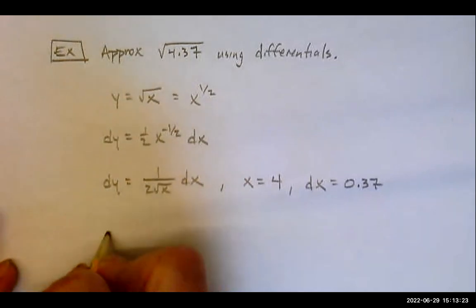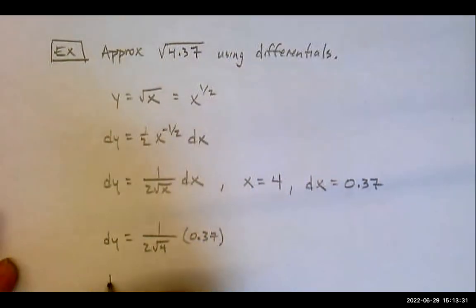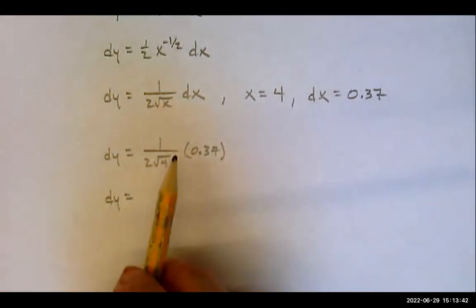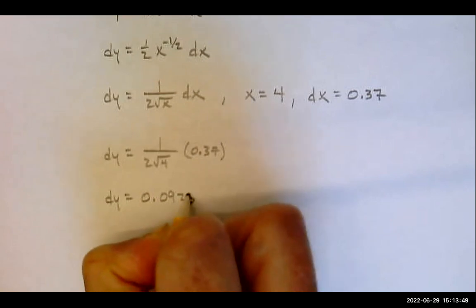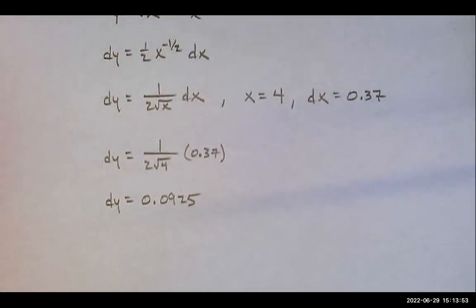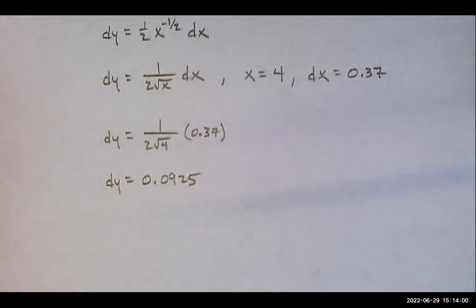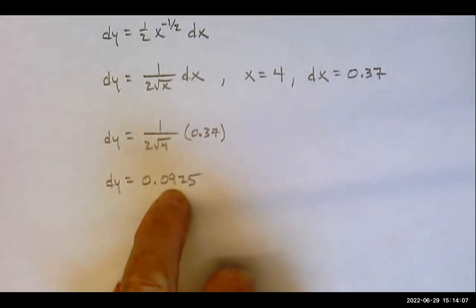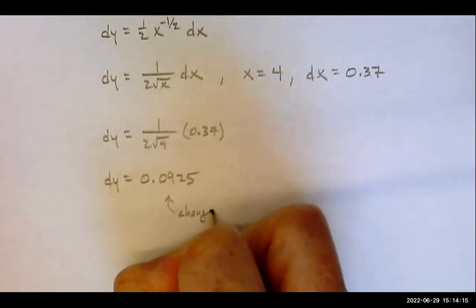Check out what happens. Plugging those numbers in, 1 over 2 square root of 4 times 0.37. Grab your calculator. What do you get for dy when you plug those in? This is going to end up being 1/4 times 0.37, 0.0925. Does this decimal look familiar compared to the first time we did this? That was at least the decimal portion of our final answer. Okay, what is this? This is the change in the y value.